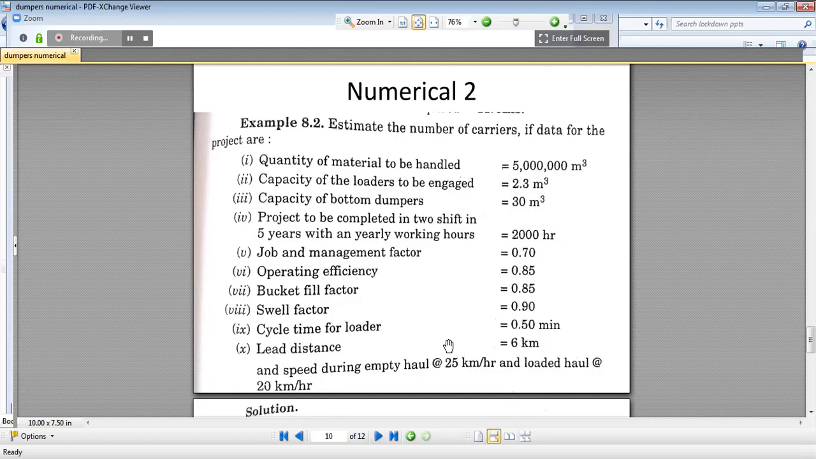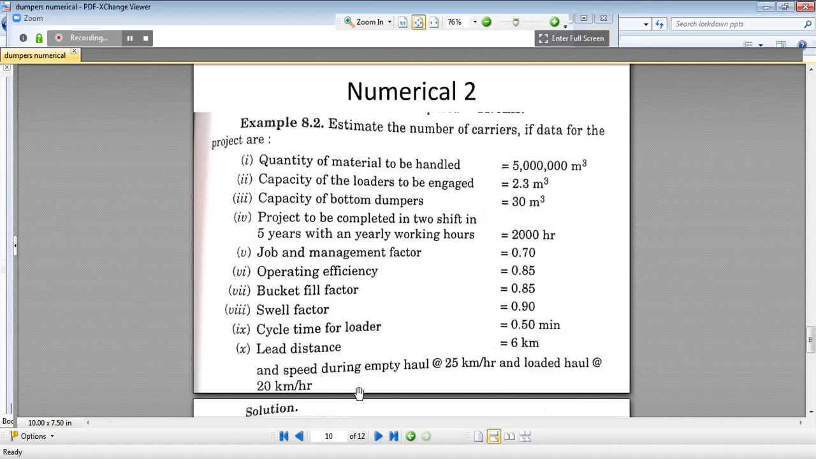Okay, the loader is going to dump the soil into a dumper, so it has to excavate it and dump it into a dumper. That is one particular cycle, and that time is 0.5 minutes. That is 30 seconds. Lead distance, that is the distance to be transported. Distance of transportation is 6 kilometers.